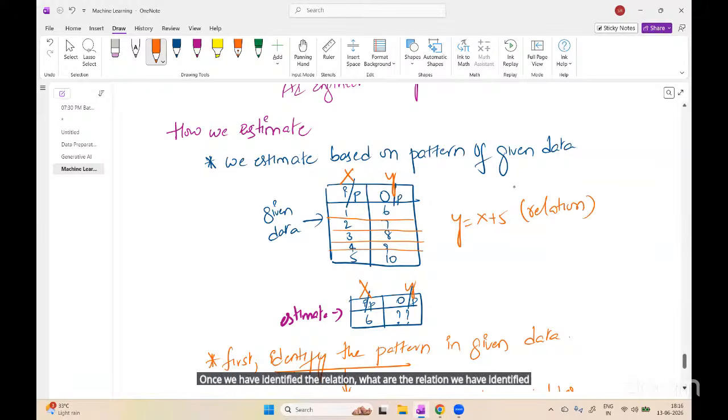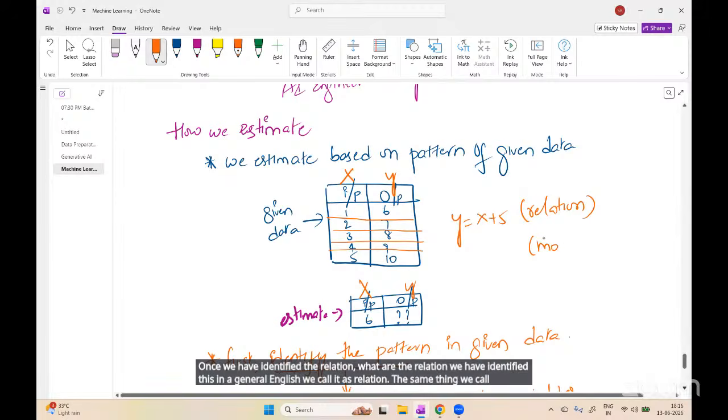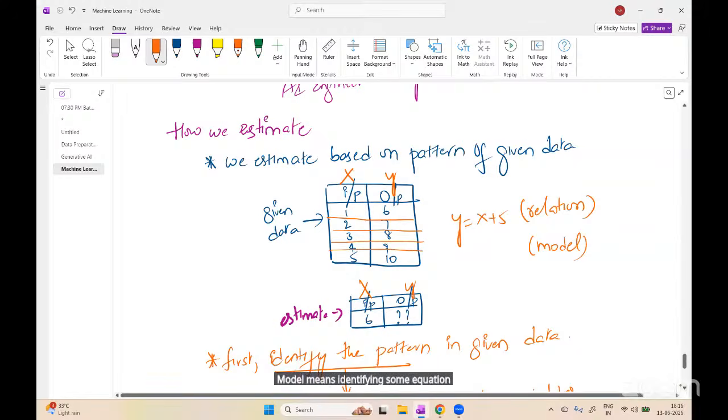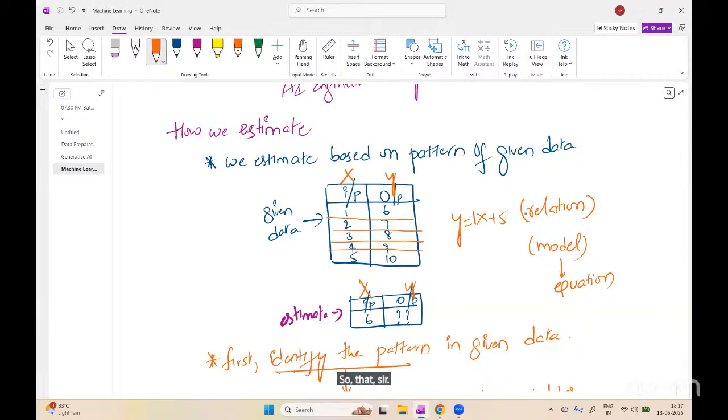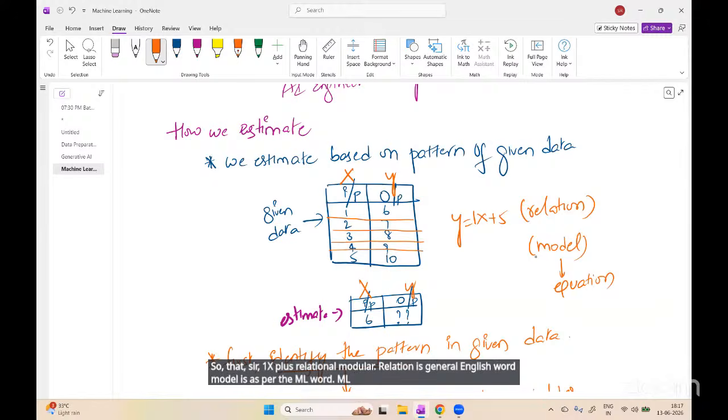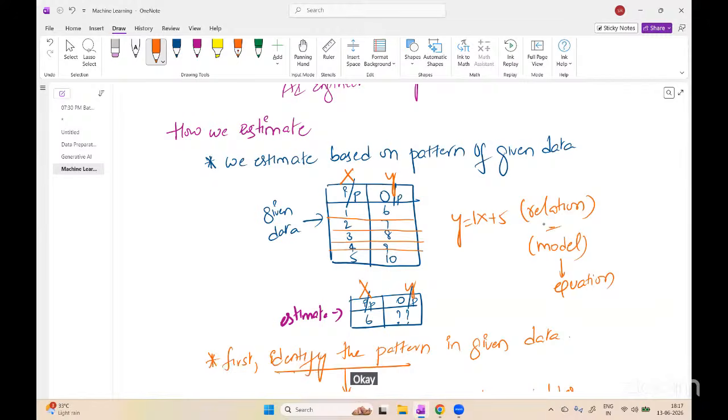Once we have identified the relation, in general English we call it a relation. The same thing we call a model. Model means identifying the equation, the relation between X and Y. Model means nothing but equation. Every model will consist of an equation only, an equation with numbers. So here we have the equation 1x plus 5. Is 1x plus 5 a relation or a model? Relation is the general English word. Model is as per the ML word. In ML and AI, it is called a model. Both are basically the same.